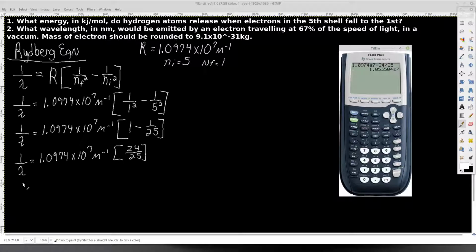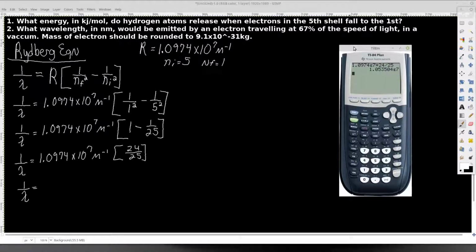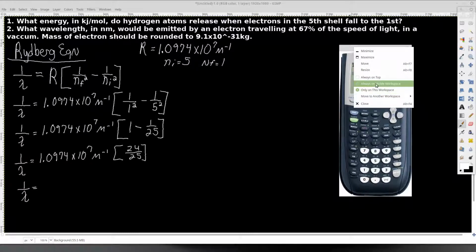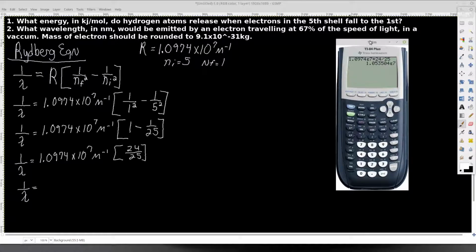So we have 1 over lambda equals, oh, I need to get that calculator back up there. I need to tell the calculator to just stay on top, so let me do that real quick. Always visible in the workspace, or always on top. So we'll say always on top, that way it'll stay up there for me. Alright, so that gives us 1 over the wavelength, and we have 1.053504 times 10 to the 7th, and it's still m negative 1.